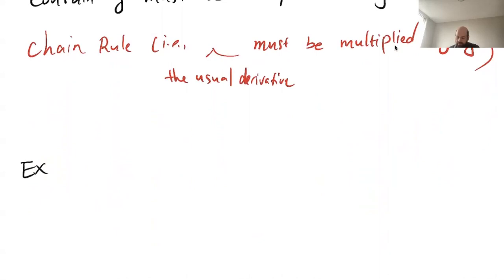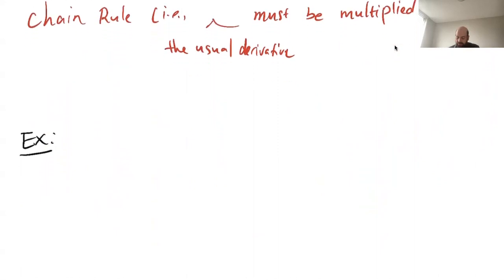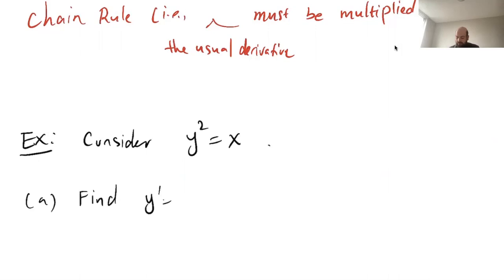So let's look at an example. Consider y squared equals x. Part A, find y prime equals dy over dx.